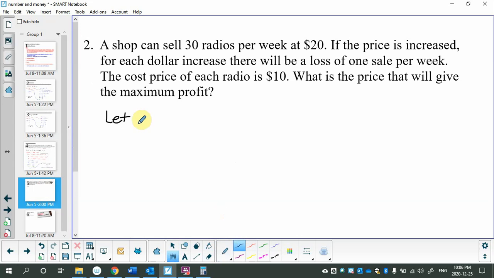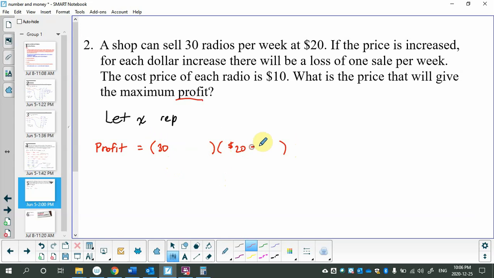So I'm going to assume that this is a let x represent question rather than let x and y represent. And we are looking for profit this time. So a shop can sell 30 radios per week at $20. So 30 radios at $20. There's my $.